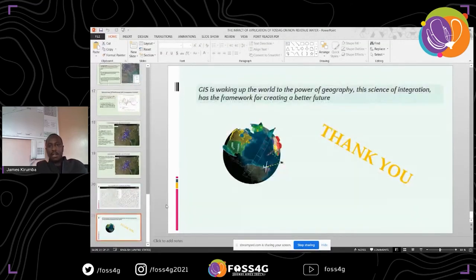GIS is waking up the world to the power of geography. This science of integration has the framework for creating a better future.